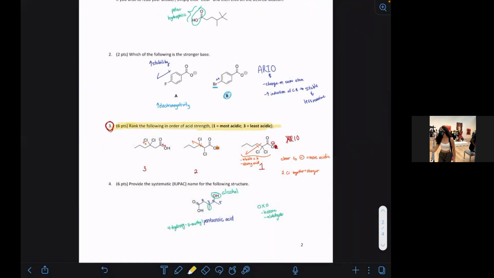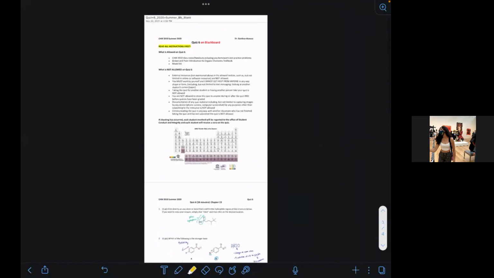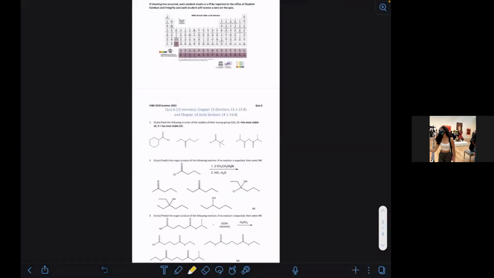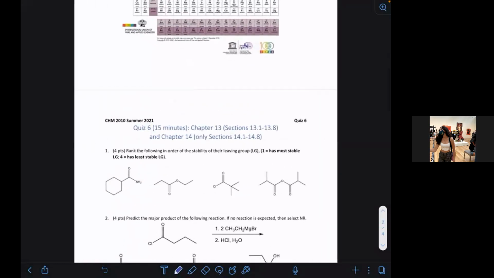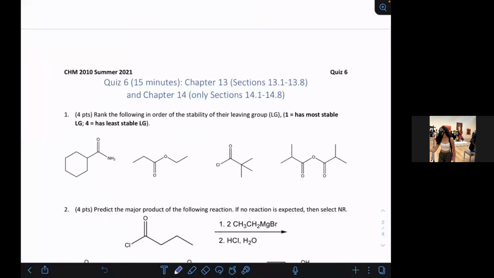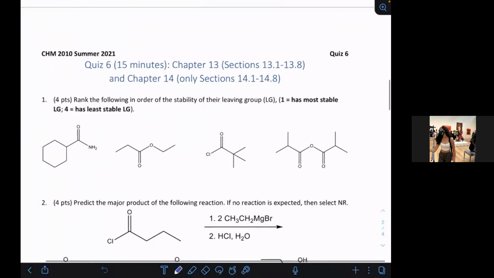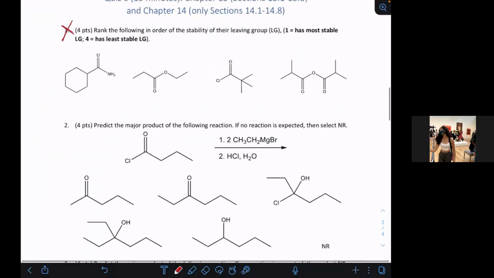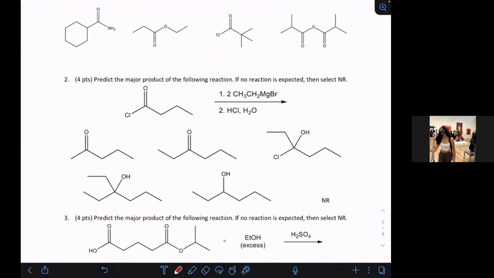Okay, so that's it for the 2021. So then we could do the 2021. This one, I think there's a lot more that we don't know, because it's on both sections. I think this one we don't know how to answer, right? Stability of leaving group. I think that's chapter 14, the part we didn't get to in time. And then, oh, this one we can do, I think.